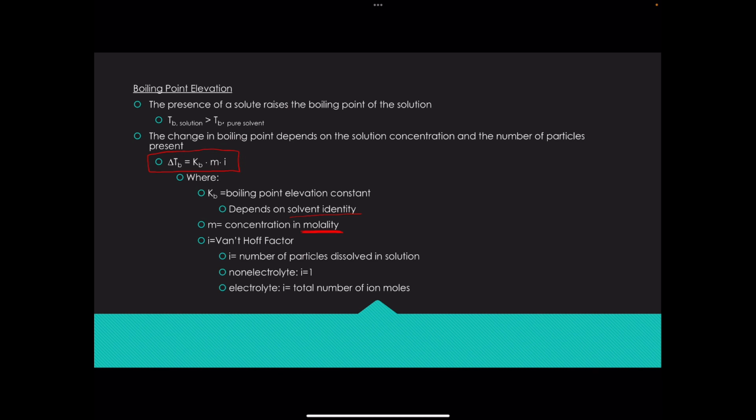And then finally, i is what we call the van 't Hoff factor. i is the number of particles dissolved in solution. If we're dealing with a non-electrolyte, then i is going to equal 1. So we just looked at that with the sugar molecule. For every 1 mole we start with, we get 1 mole of molecules, so i is 1. But if my substance is an electrolyte, like that sodium chloride, then my i value is going to equal my total number of ion moles.